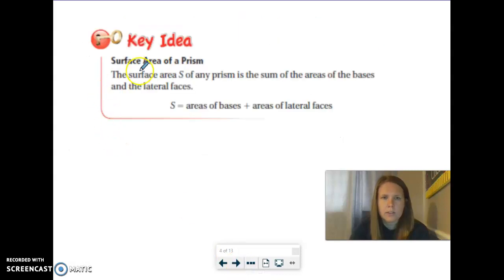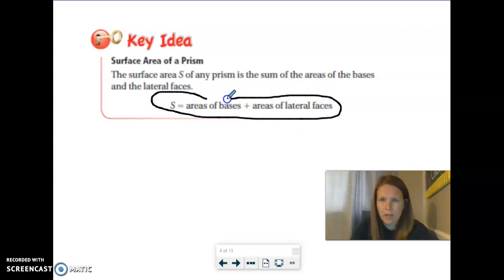Okay. So if I'm going to find the surface area of a prism, the surface area S of any prism is the sum of the area of the bases and the lateral faces. Now this is a very basic equation, okay? You're going to get a more detailed equation as we go through, but basically to find your surface area, it's going to be the area of the bases. So what is the thing that's sitting on the bottom of your shape? What's at the top? And then all the other parts of the shape along the way.